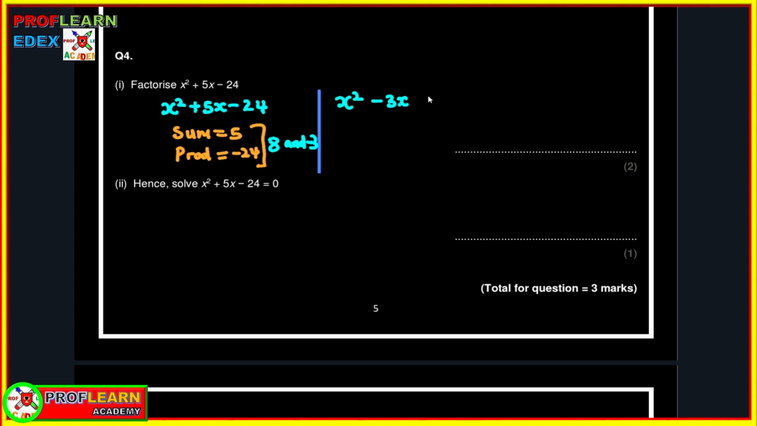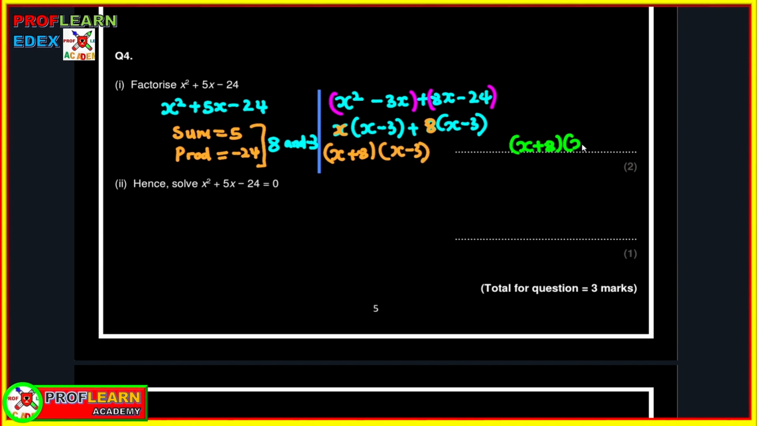So then we're going to express the middle term in terms of the two numbers. So we're going to say x squared minus 3x plus 8x minus 24, and then we group these two together, which will mean we can factor out what is common in the two, and then we're going to pick x plus 8 and then x minus 3, which means this is our final expression.